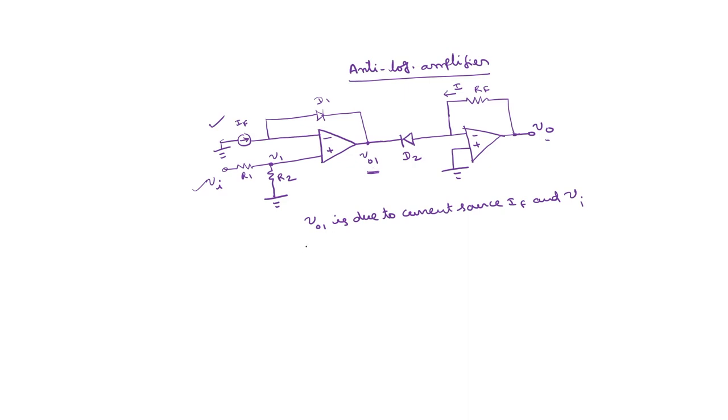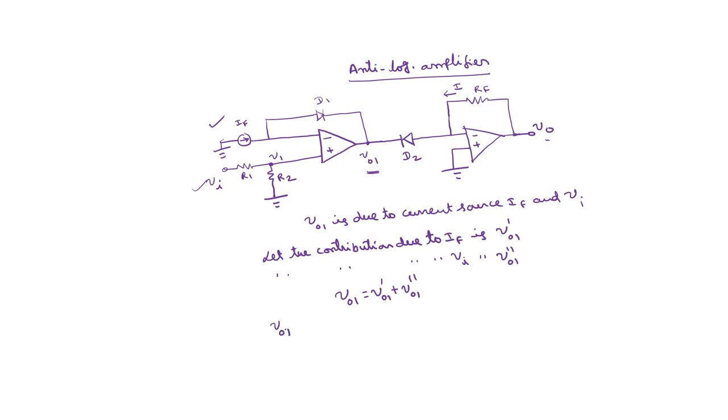Say the contribution of IF, let us call as V01 dash, and the contribution due to Vi, let us call as V01 double dash. Then V01 is equal to V01 dash plus V01 double dash. Now, what is V01 dash, which is the contribution due to IF? So, we have to set Vi equal to 0 to obtain V01 dash.